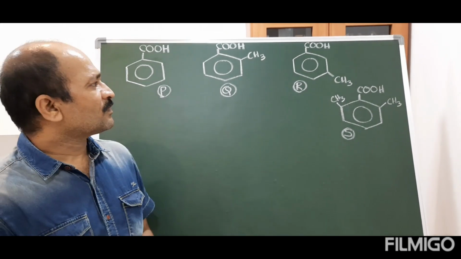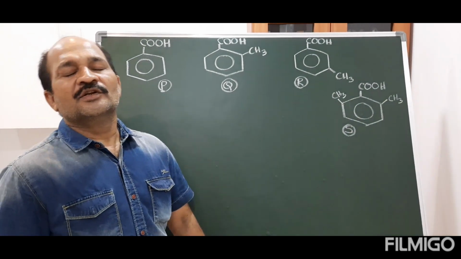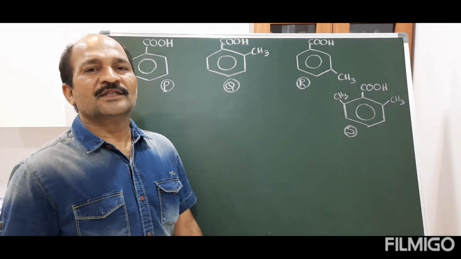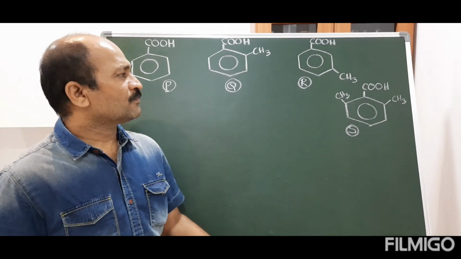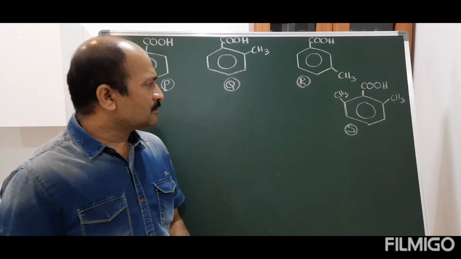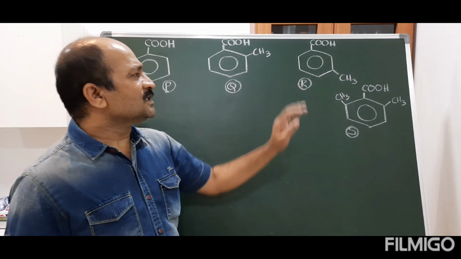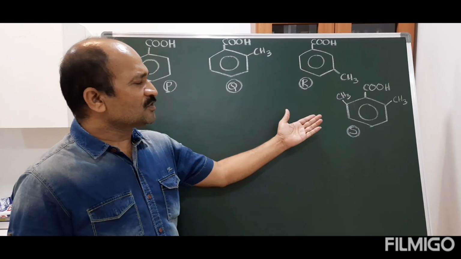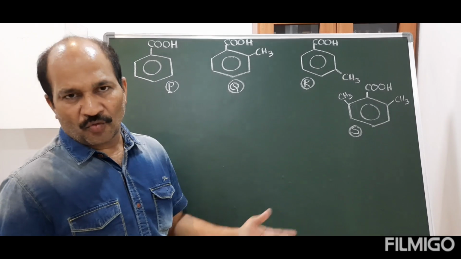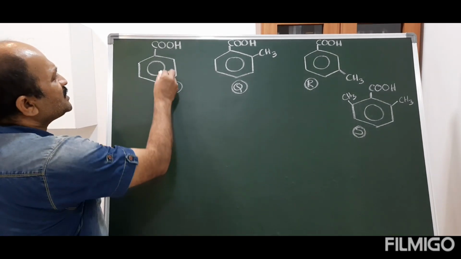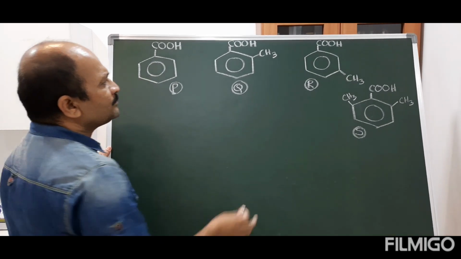Students, this is the continuation of acidic strength of the carboxylic acids. In our previous video, one question was given. Regarding that question, we are going to discuss now. Here, benzoic acid is taken.